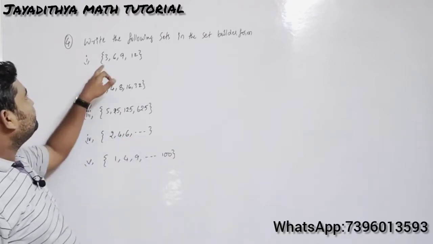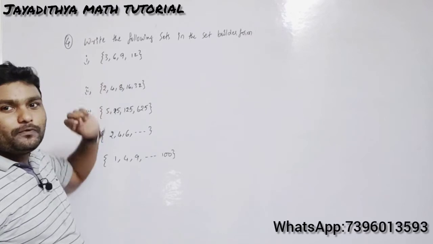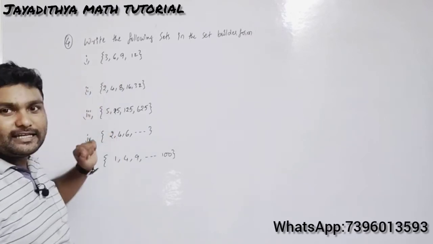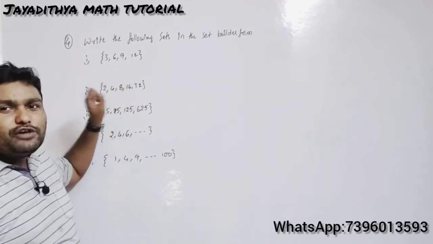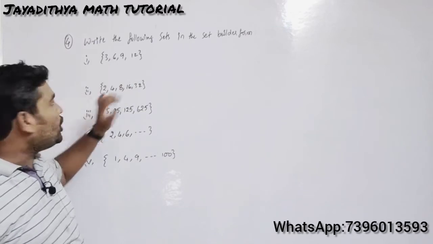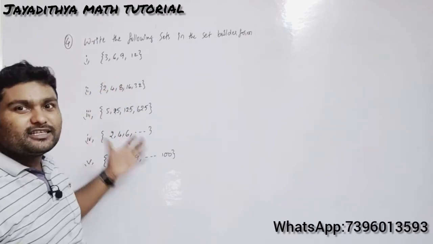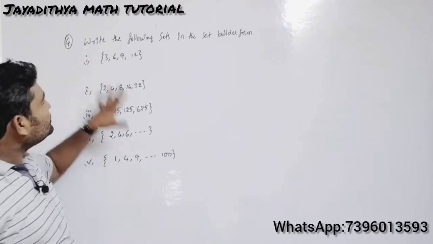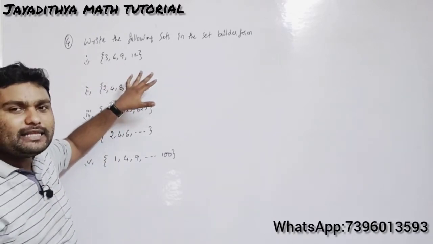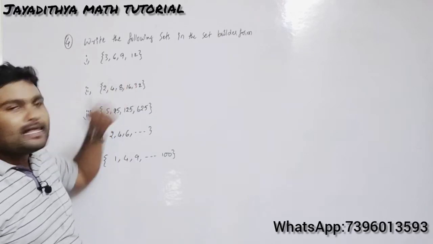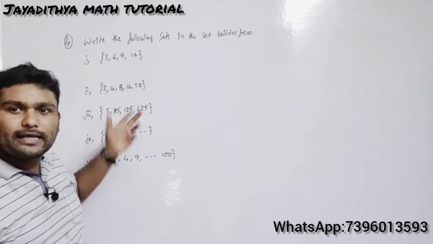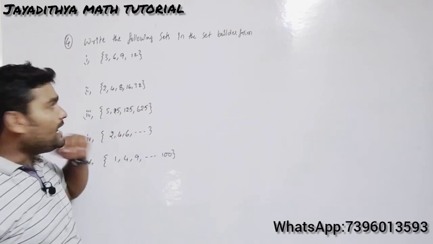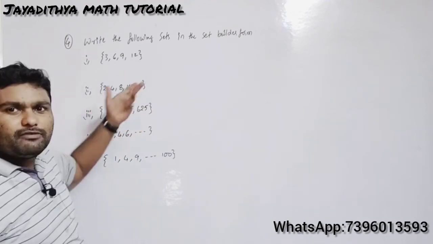So see the first one. 3, 6, 9, 12 are the elements of the set. First of all, you should understand what those numbers are, or in which form they exist. See here, 3, 6, 9, 12. I will say that these are the multiples of 3 less than or equal to 12. Can I say yes? Right. These are all the multiples of 3 less than or equal to 12.